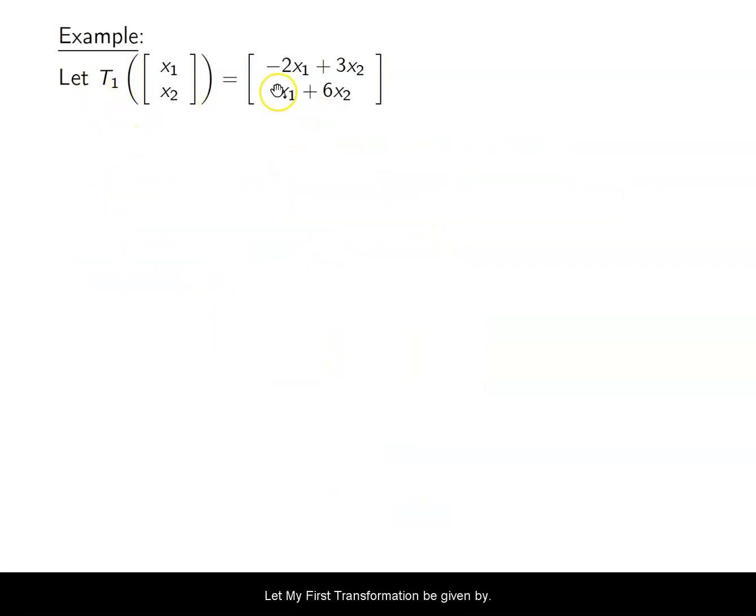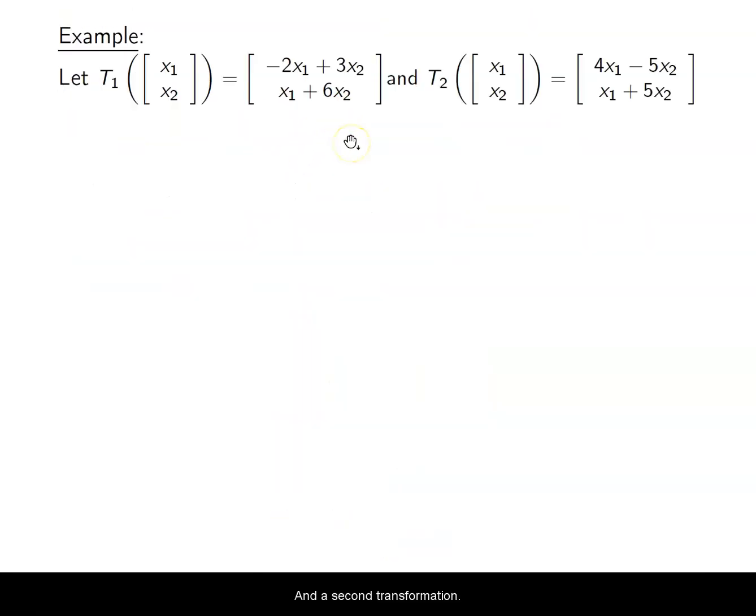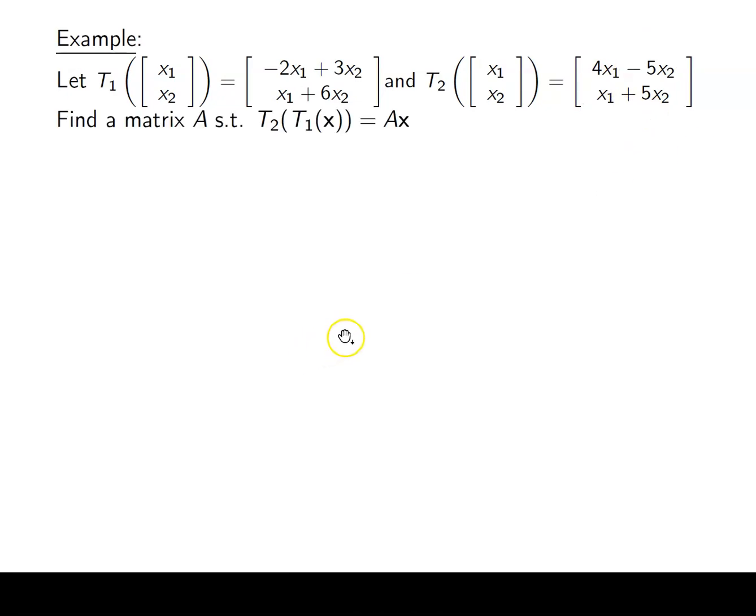Let my first transformation be given by the same transformation we saw earlier, and a second transformation that has this as its definition. So we need to find the transformation. Let's find a matrix A such that T1 is plugged into T2, gives a single transformation A of x. So let's think about this. This matrix is getting plugged into this matrix. So this one is going to come first, so it'll be on the right hand side. This will be the one on the left hand side.